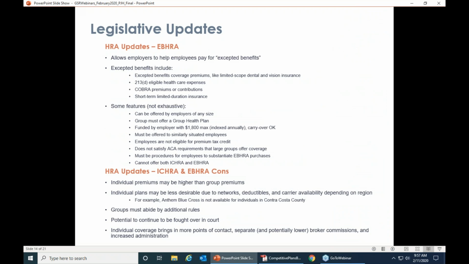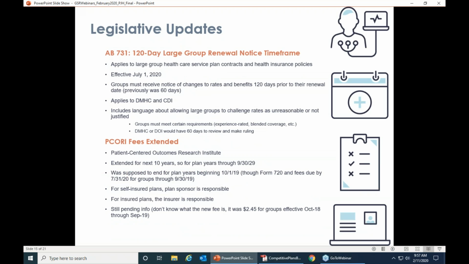The EBHRA is simply for dental and vision. The individual one is for the medical plan, and when you don't have dental or vision, you can obviously have this done through the excepted benefits HRA, and that's what that one is. The details are here. I don't want to spend a lot of time going through this.